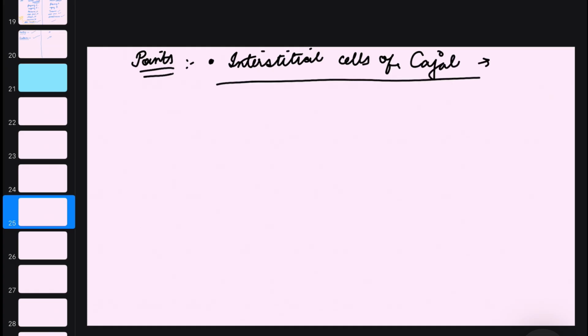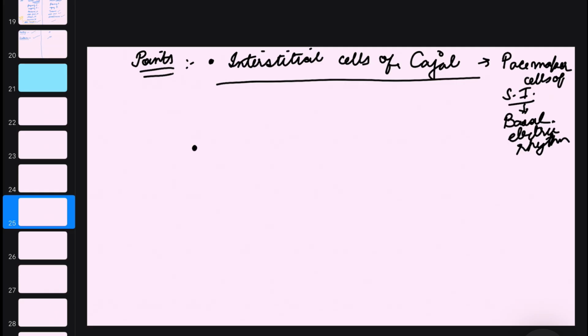What they do is very interesting. They are called the pacemaker cells. Pacemaker cells of small intestine. So they will actually generate the basal electrical rhythm in the small intestine. These are called interstitial cells of Kajal. This is an important point to remember.